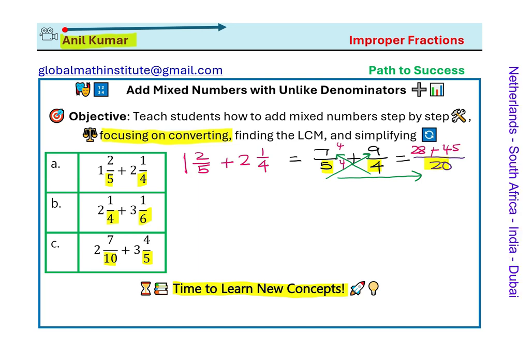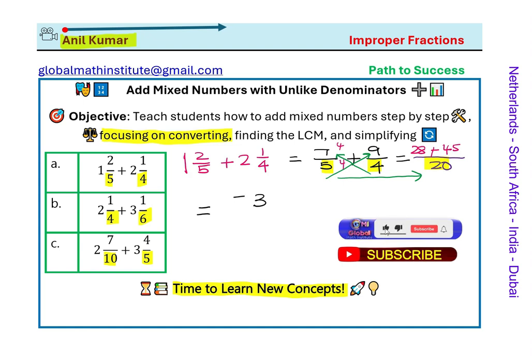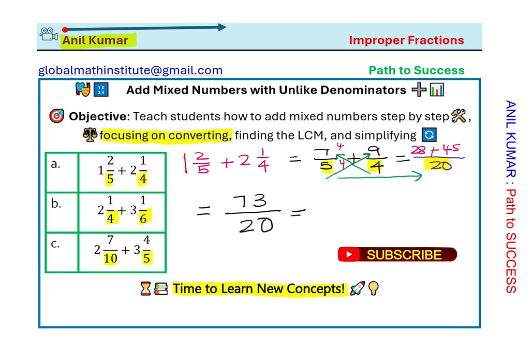Now the answer is simple. Let's add 28 and 45. 8 plus 5 is 13, carry 1; 1 plus 5 is 6, plus 2 is 7. So 73 over 20. Now we need to convert it back to a mixed number. 20, 20, 20 means 60. So it goes 3 times and 13 is left. That's how it is. And we get 3 and 13 over 20 as the final answer. Perfect. I hope all the steps are absolutely clear.